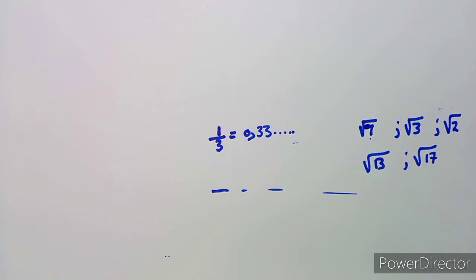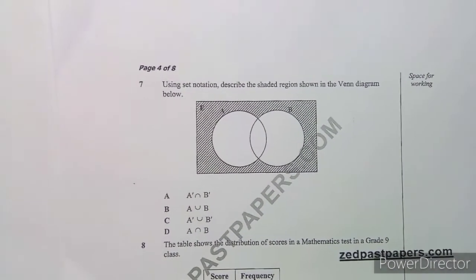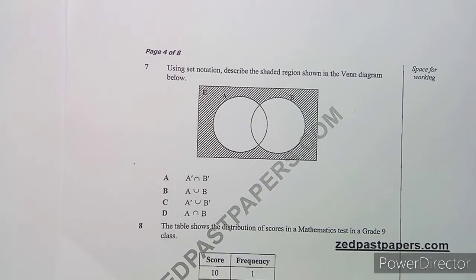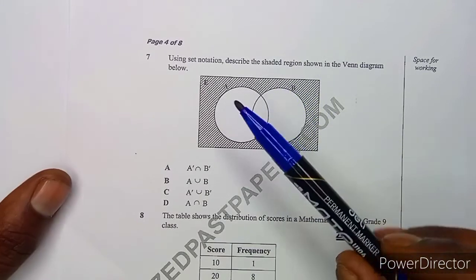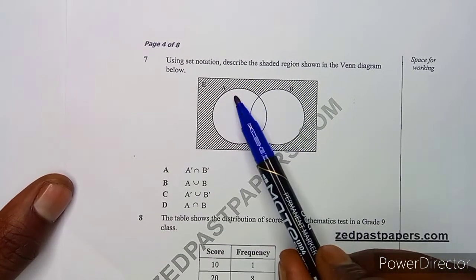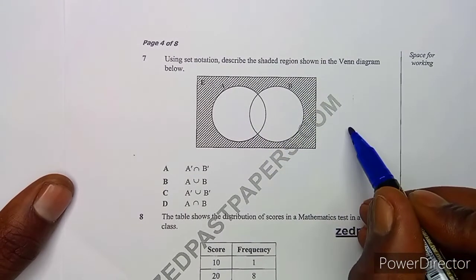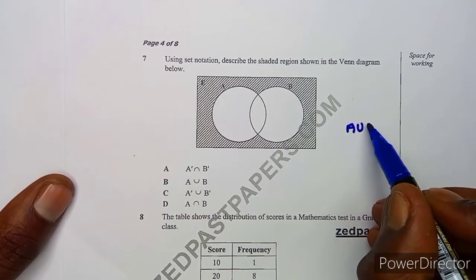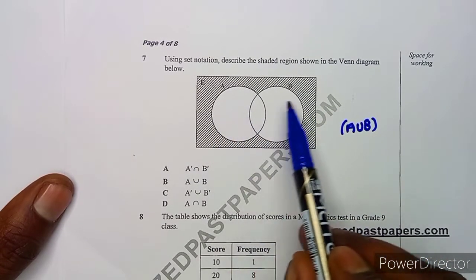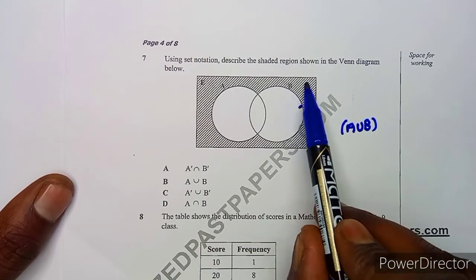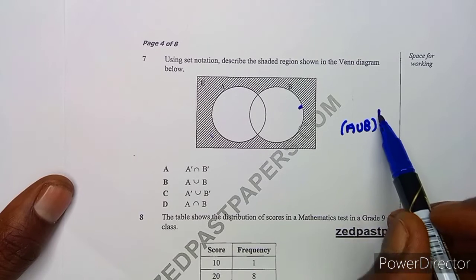So let us quickly rush through and see. On number 7, we are given, using set notation, describe the shaded region in the Venn diagram. Actually, if I am to take a closer look, I will see that this part that is not shaded here is A union B. The part that is not shaded is A union B. The combination, you're combining A and B. Which means this part that is outside, that is shaded, is A union B complement.